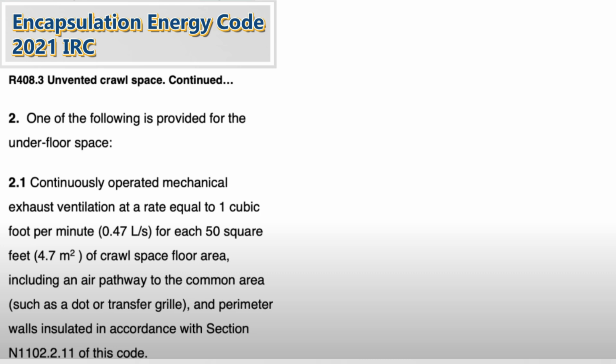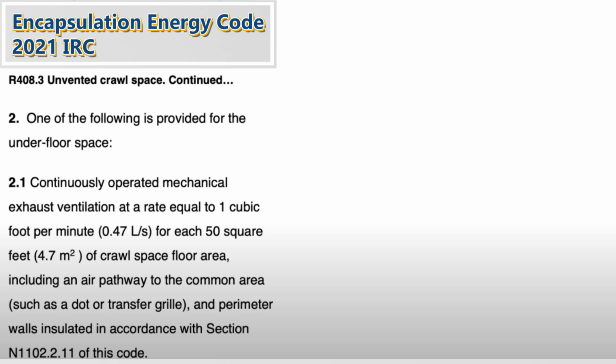When it comes to the 2021 code on unvented crawl spaces, in section 2.1, continuously operated mechanical exhaust ventilation needs to be at a rate equal to 1 cubic foot per minute for each 50 square feet of floor area, including an air pathway to the common area, such as a duct or transfer grill, and perimeter walls insulated in accordance with section N1102.2.11 of this code. I'm showing you all of this information because when you go into a crawl space that has been closed, by code it has to have the correct exhaust, ventilation, air pathway, and wall insulation.